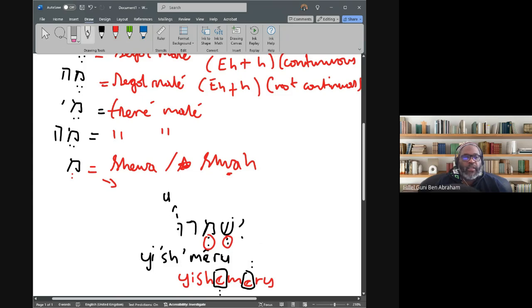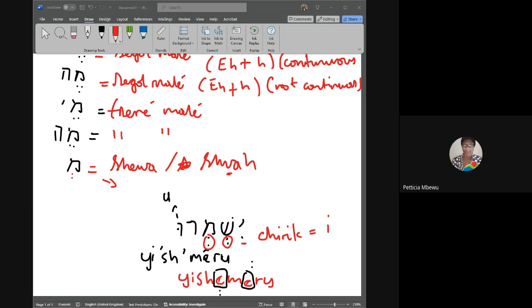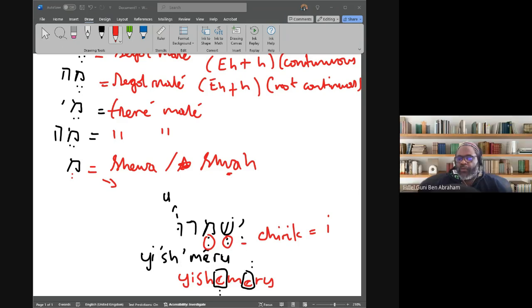The dot under the yod here, we're going to learn just now. This is chirik. Chirik in English is the E, as in chicken. But we're going to get to chirik just now. We're just doing all the vowels so that we can read. We're going to start reading today.